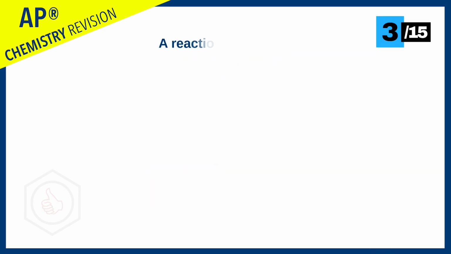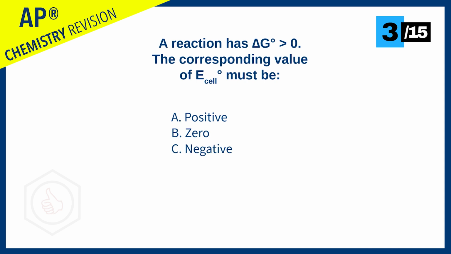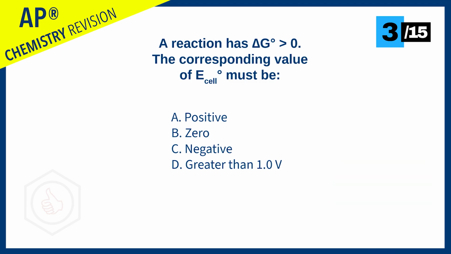A reaction has a Gibbs free energy change that's greater than 0. The corresponding value for E cell must be positive, 0, negative, or greater than 1.0 volts. The answer is negative, because a positive delta G value, so greater than 0, means the reaction isn't thermodynamically favorable.